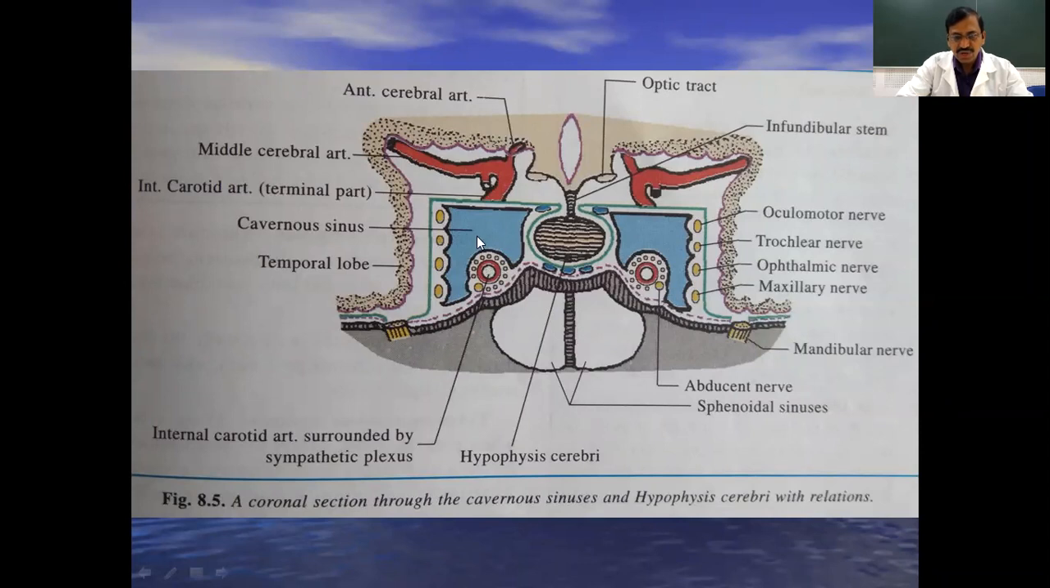That is called an arteriovenous fistula, and it may lead to a clinical condition that is called pulsating exophthalmos. Pulsating, because the internal carotid artery and cavernous sinus are communicated with the orbit through the superior orbital fissure. Because of this, the pressure may be transmitted to the orbit, and it leads to protrusion of the eyeball anteriorly, that is called exophthalmos, and at the same time pulsating exophthalmos.